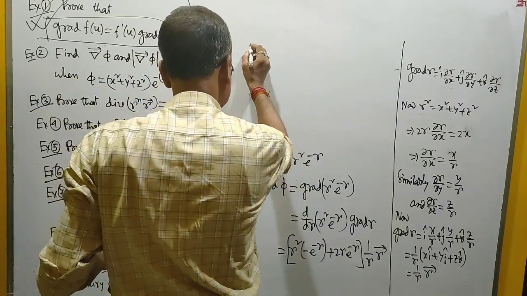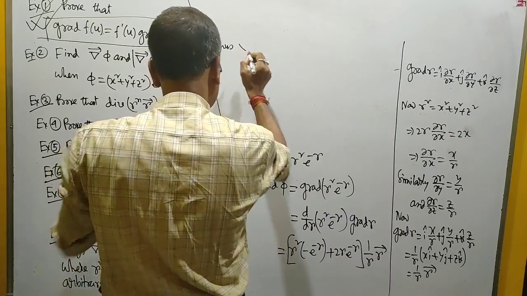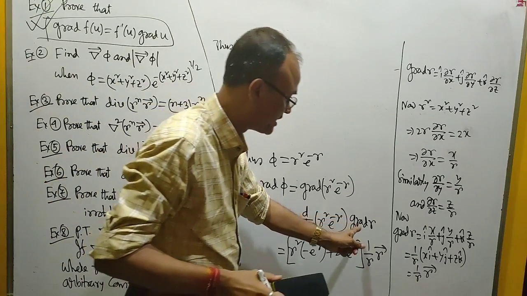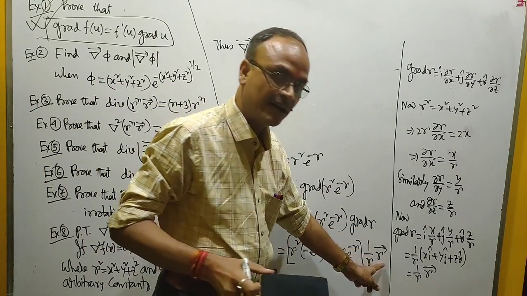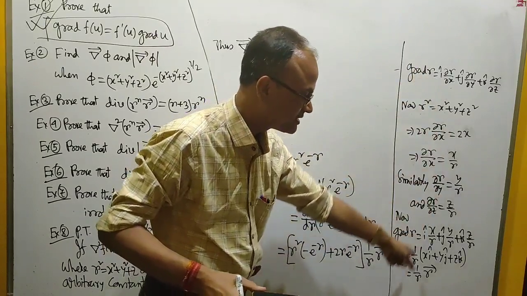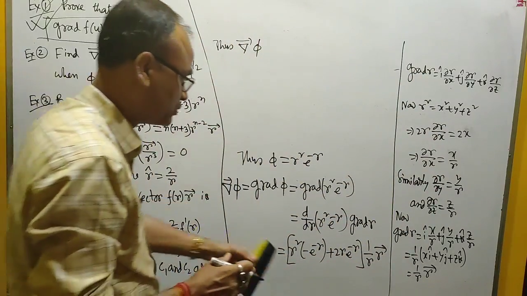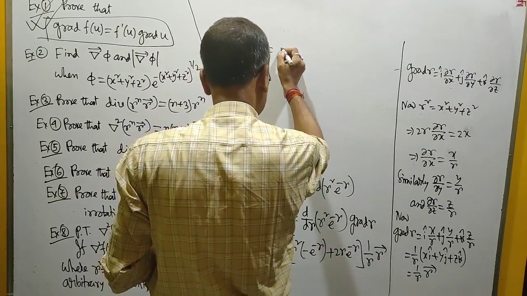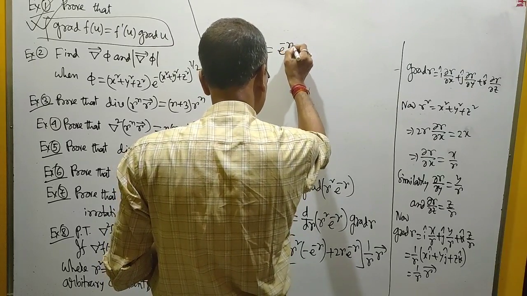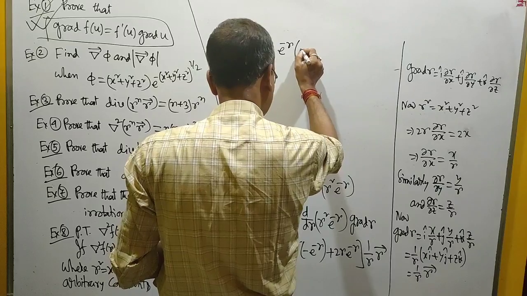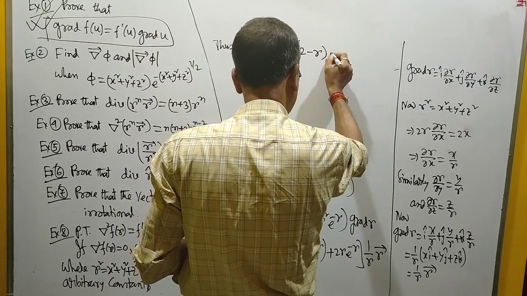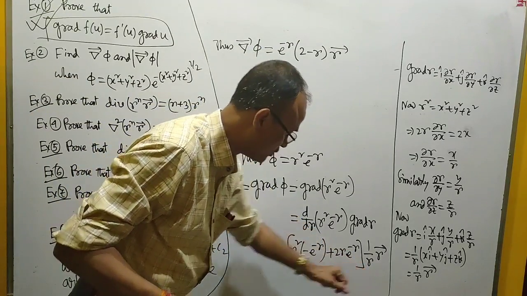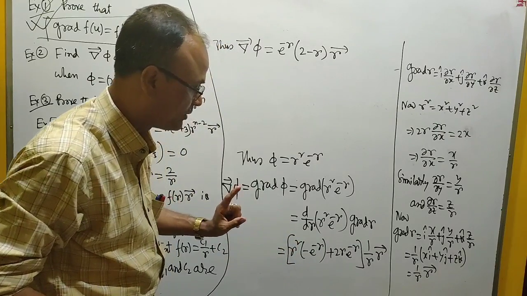Why have we written gradient r is equal to 1 by r r vector? The logic is this. Gradient phi will be equal to e to the power minus r, 2 minus r, r vector, because here one r will be cancelled.